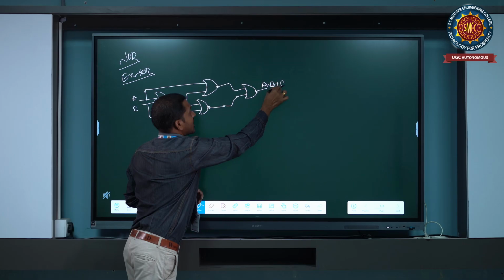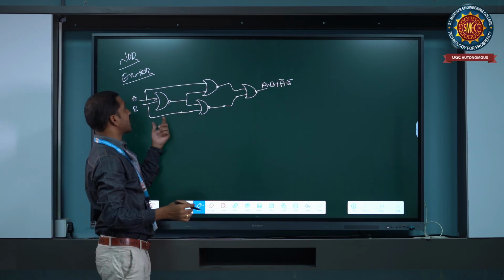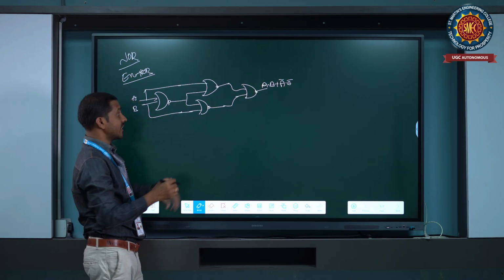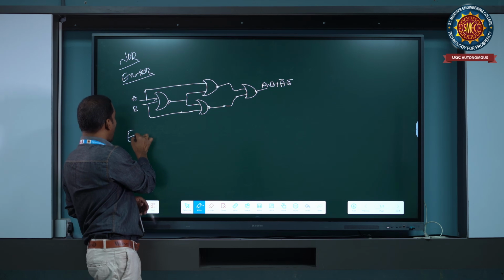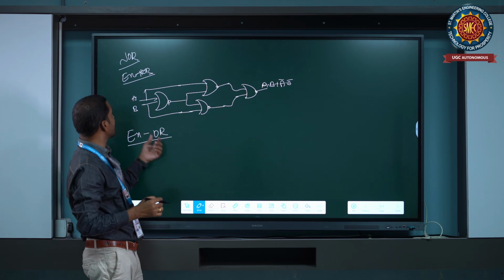A dot B plus A bar dot B bar. This is the XNOR gate realized using 4 NOR gates. It will realize the XNOR gate. Then you can give the XOR gate. Realizing the XOR gate using NOR gates.